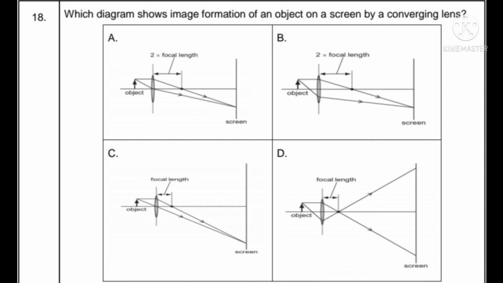Question number 18. Which diagram shows image formation of an object on a screen by a converging lens? Here the correct answer is option C. The diagram C represents the image formation of an object on a screen by a converging lens.